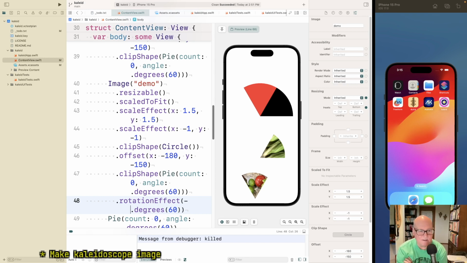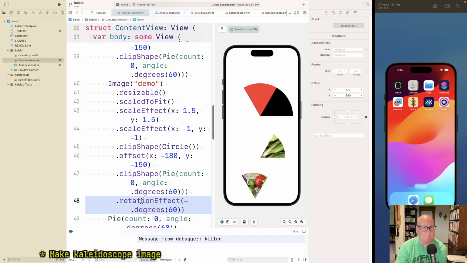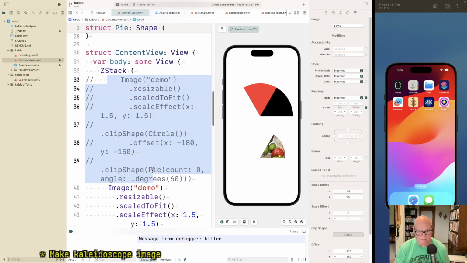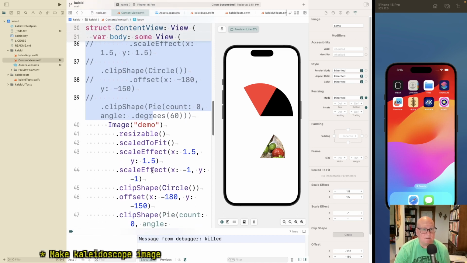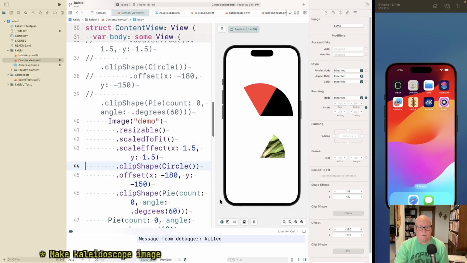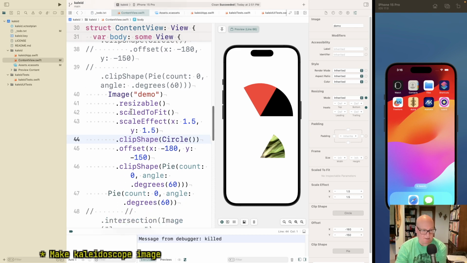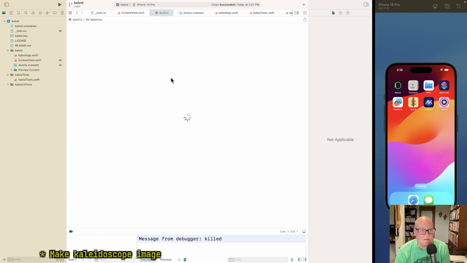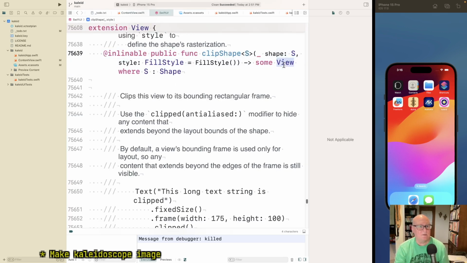Now I don't know, it's still not what I want. Okay, let's take this one out. All right, what's different? Resizable, scale to fit, scale effect. I've got this in there. All right. Can I make an image from the clip shape? Well, I think I can make a... I don't know what it is. I think it's just a view. Maybe it's a shape. Clip shape returns a view. So, where S is shape. Okay, so give me a shape, I'll return you a view.